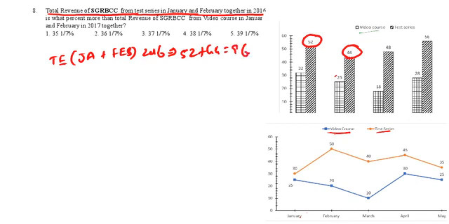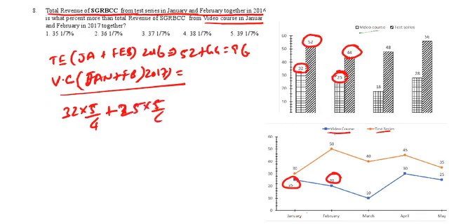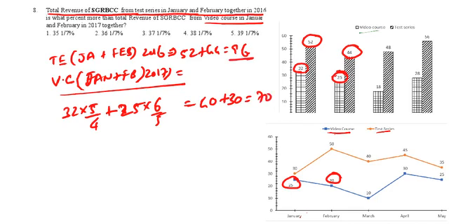Now then video course of January plus February 2017. This we need to calculate. Now first January video course 32, 25% increase. So 32 into 5 by 4 plus February 25, 20% increase. So 25 into 6 by 5. Now see this calculation, 40 plus 30, that is equal to 70. So one value we are getting 96, other value 70.